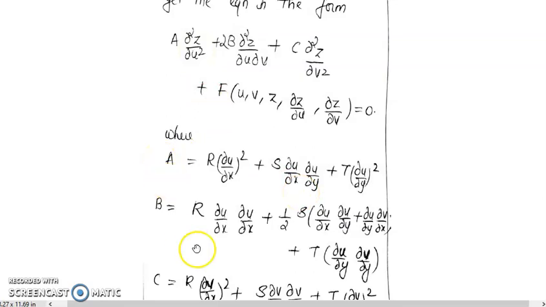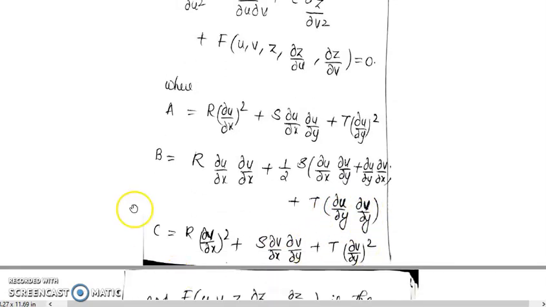So we just need these values a, b and c. So a is r times dou u by dou x whole square plus s dou u by dou x into dou u by dou y plus t times dou u by dou y whole square, and b is r dou u by dou x into dou v by dou x plus 1 by 2 s times dou u by dou x into dou v by dou y plus dou u by dou y into dou v by dou x, then t dou u by dou y into dou v by dou y, and c is r times dou v by dou x whole square, then s dou v by dou x dou v by dou y plus t times dou v by dou y whole square. So the first and last, they are of a similar type. Okay. A and C.